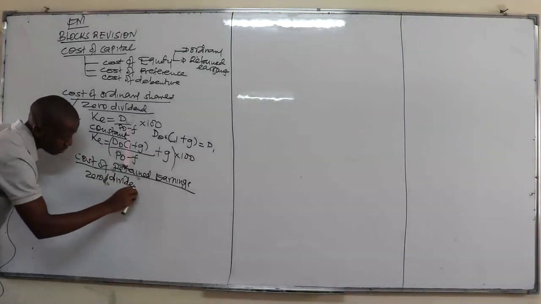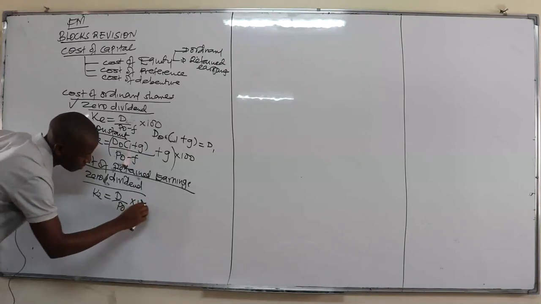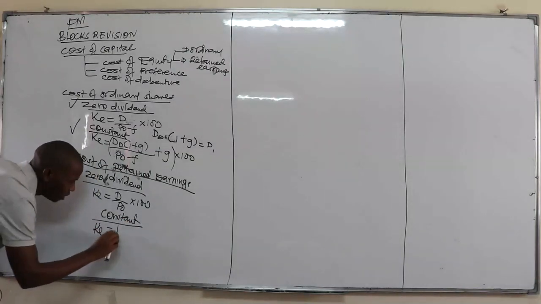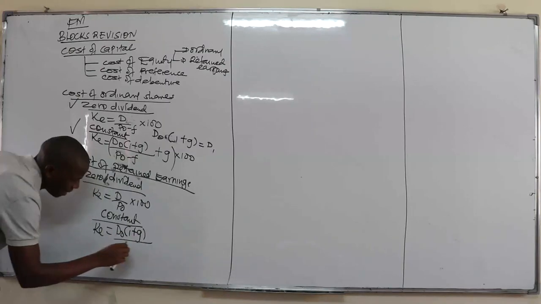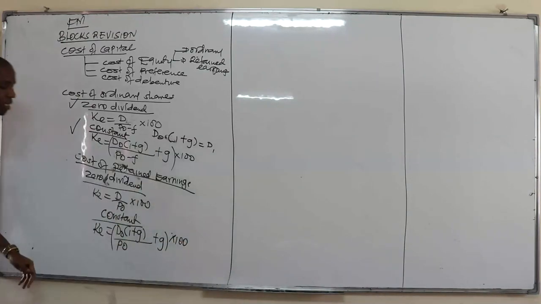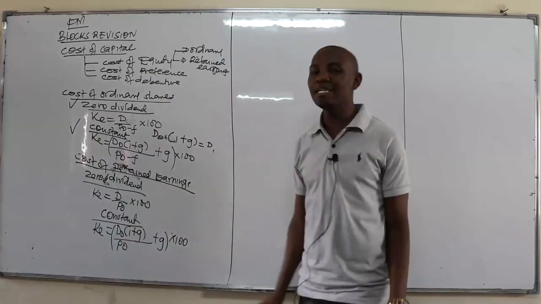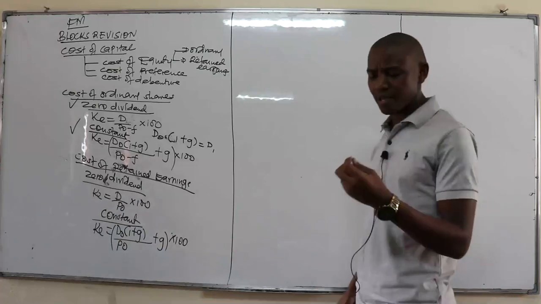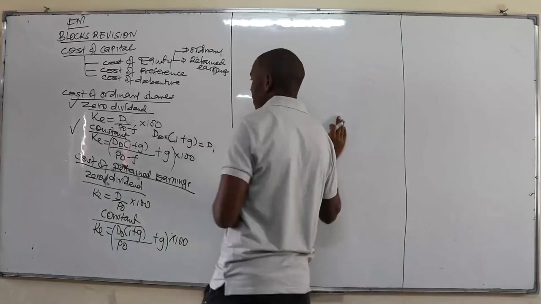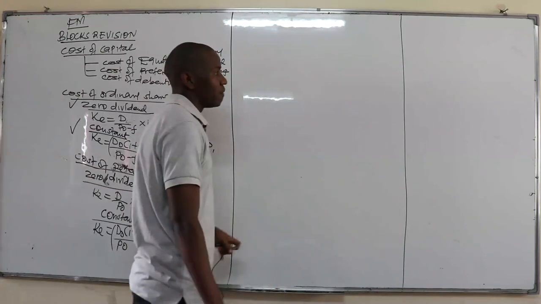For the zero dividend growth, KE will be D over P0, multiplied by 100. For the constant growth, KE will be D0 (1 plus G) all over P0, then you add G and multiply by 100. That is the only difference. You will not deduct the flotation cost, since retained earnings are internal sources of finance and do not incur flotation costs. Flotation costs are the costs incurred when you issue ordinary shares.